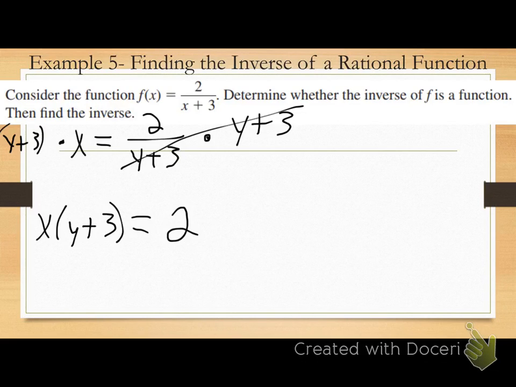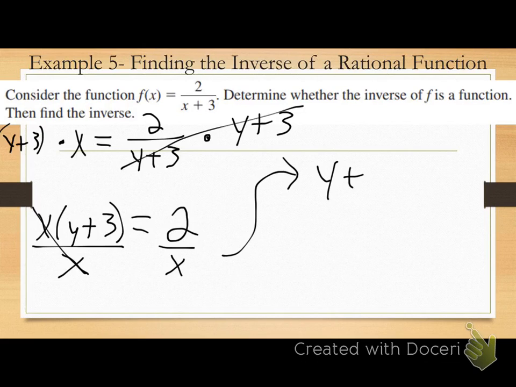I'm not going to distribute, because, and here's why. I'm trying to get y by itself, correct? If I distribute through that, I'm going to get x times y. So I'd have to get rid of that x later on at some point. Whereas y doesn't have anything with it besides the plus 3, right? So x is being multiplied by that set of parentheses. So what could I do? Very good. I can divide both sides by x.